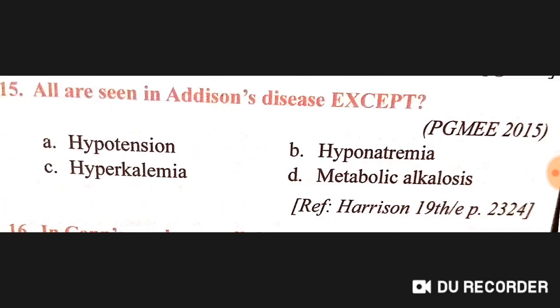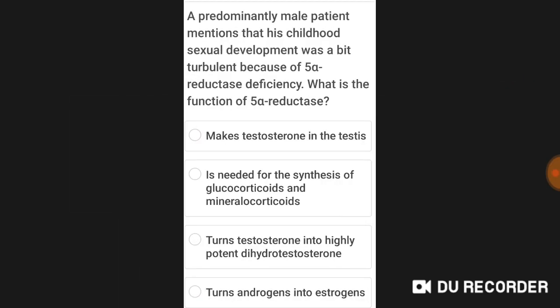All are seen in Addison disease. Hypotension we see, hyponatremia as I told, and hyperkalemia, yes, we can see, but D is metabolic alkalosis, no. Here we find metabolic acidosis in Addison's disease, so D is the answer.